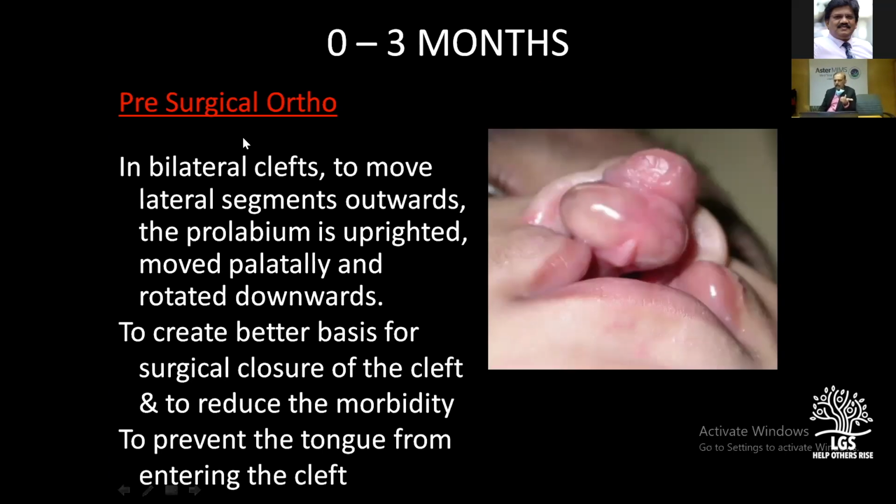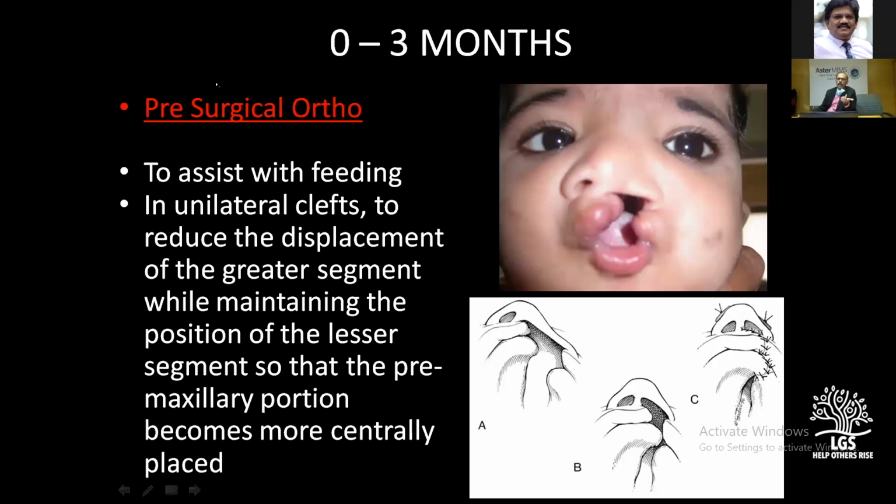And then comes the question of pre-surgical orthodontics. If you have a pedodontist or an orthodontist who can help you with the pre-surgical orthodontics, it's extremely useful. It makes your life so much easier. So, what's the problem? You have the greater segment and the alveolus riding high. You have the cleft side, the lesser segment riding low, and with the wide cleft the nostril is pulled down badly.